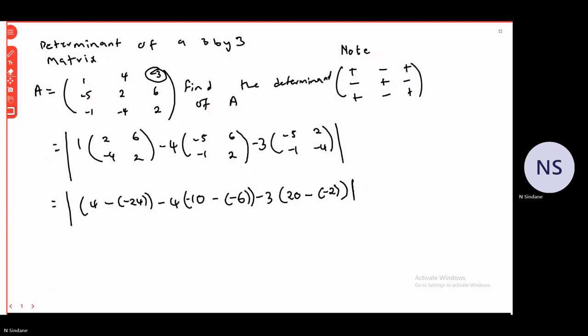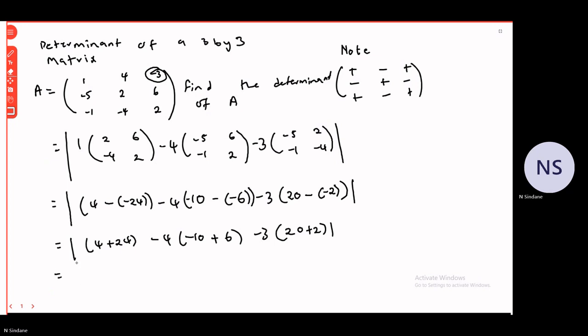Right? And now I'm going to have 1 into 4 plus 24, right? Minus 4 into minus 10 plus 6, right? And then lastly, I'll have minus 3 into 20 plus 2, right?